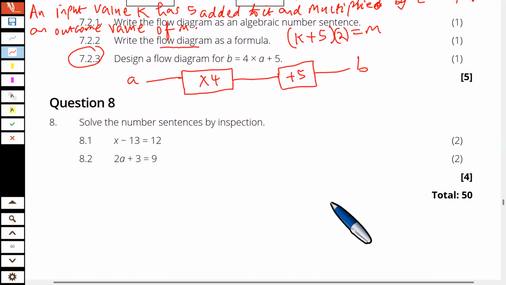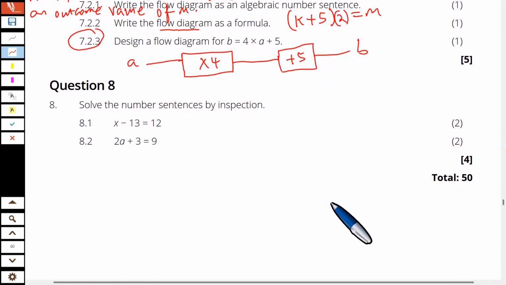Okay, let's look at the next question. Solve the following number sentences by inspection. So here we need to solve by inspection. What does it mean to solve by inspection? Let's solve the first one. If you have to do this one, 8.1, in other words, we need to find the answers by just merely looking at these. What is the answer? X minus 13 equals 12. What's the answer?